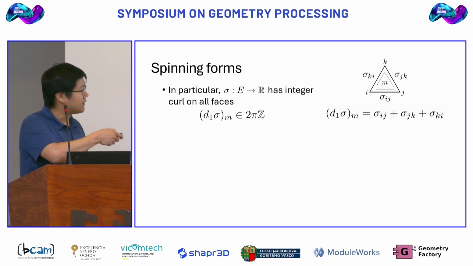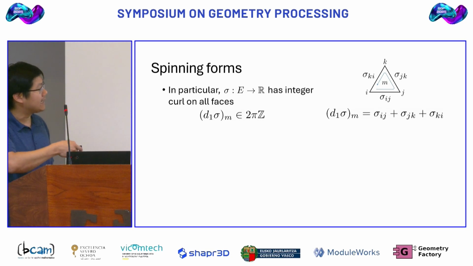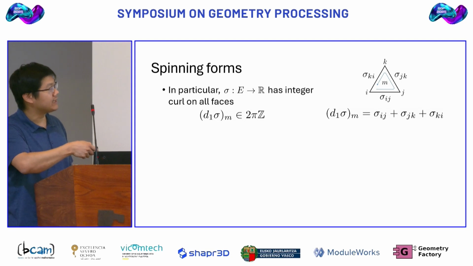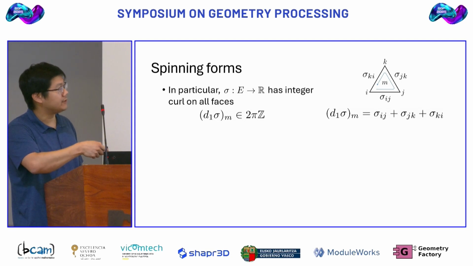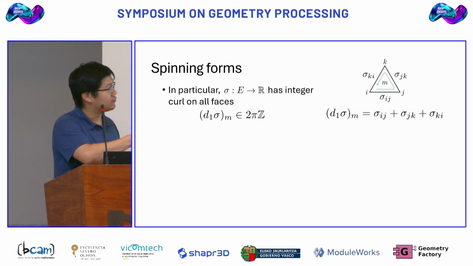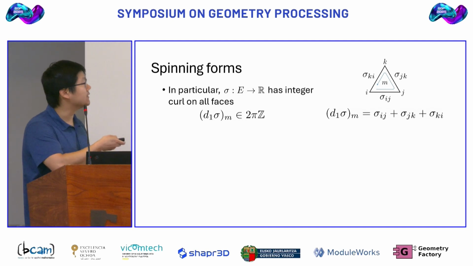So in particular, for a stripe pattern, if you have a spinning form for it, it has integer curl on all faces. So what is this D1 operator? Essentially, you can think of it as a path integral around the boundary for each face, just this oriented sum of the one form going around. And it's going to be equal to some integer multiple of the period, generally, so that you have a well-defined stripe pattern.